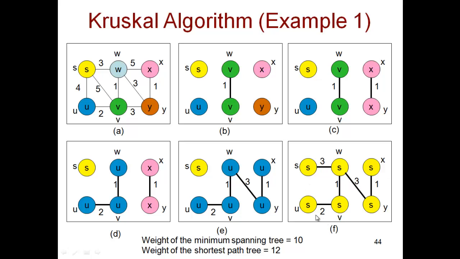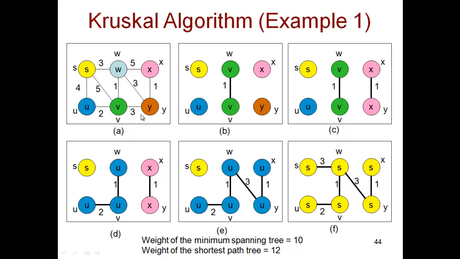So if you add up the edges, these edges are the minimum spanning tree edges, and if you add up the edge weights, you will get the weight of the minimum spanning tree. In this case, it happens to be 10. So what it means is we cannot connect these vertices through edges such that the sum of edge weights is less than 10. 10 is the best or the minimum possible total weight of the edges. We cannot do better than that.